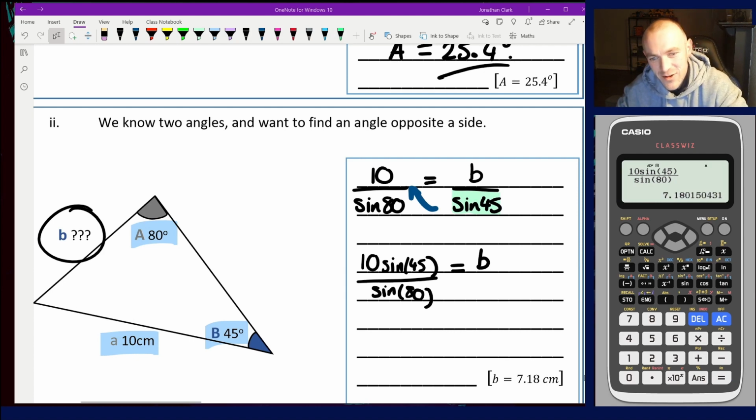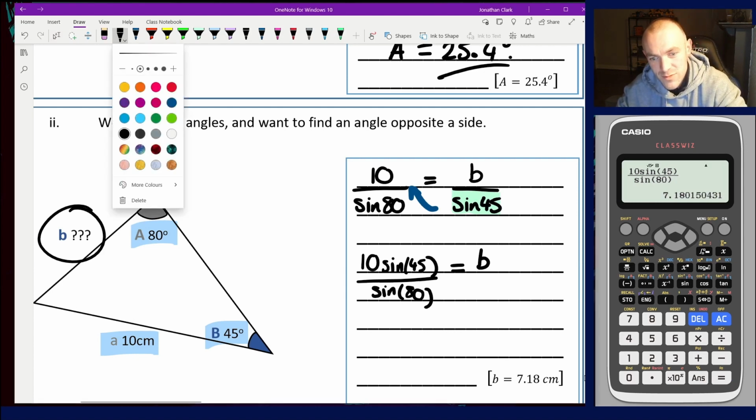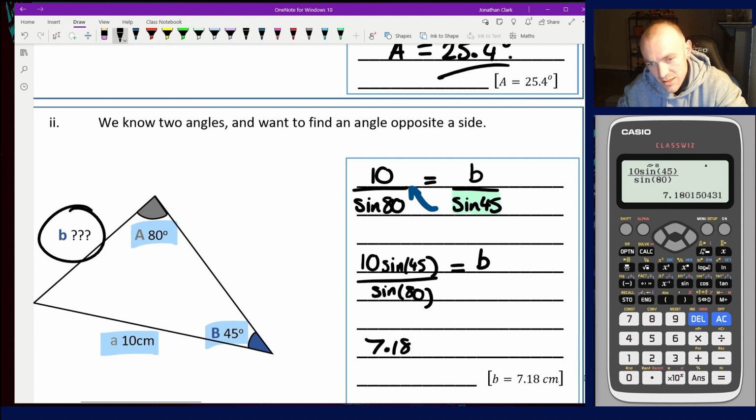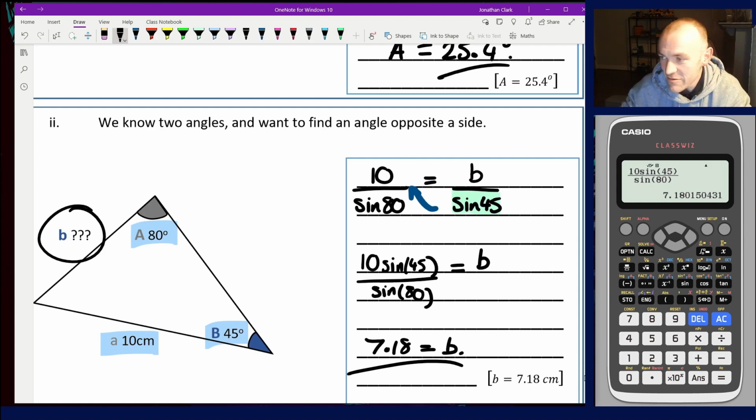Fantastic. It has indeed given me my value for my side. So a little bit less work to do for the versions where there's a missing side.